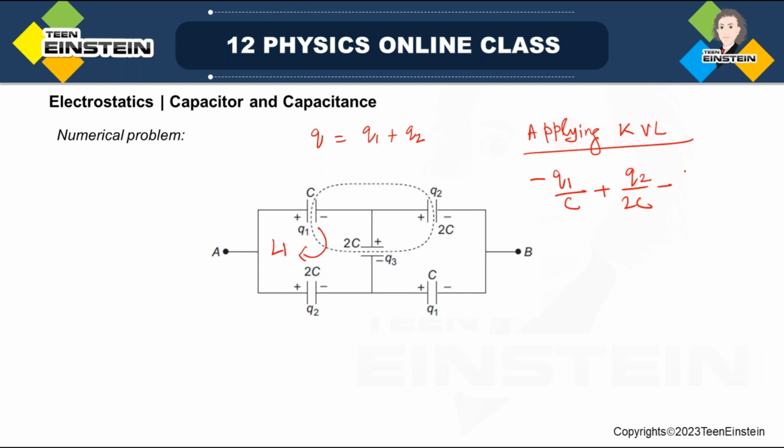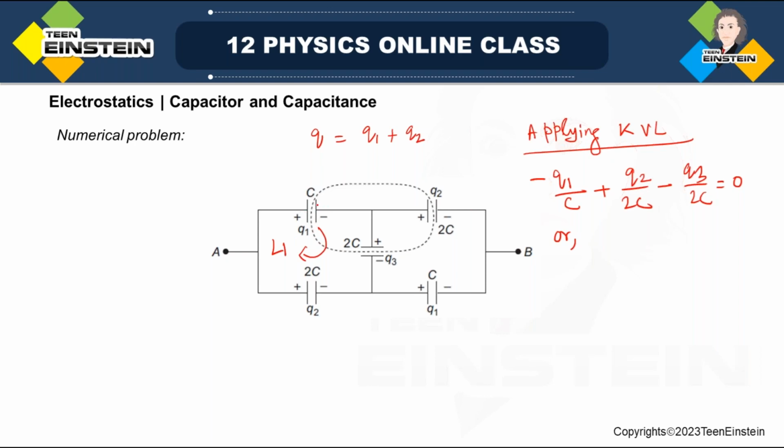So look, this also will be negative: Q3 by 2C. Q3 by 2C. This is equal to 0. Okay, this is equal to 0. Now we can do a little bit of simplification here. I hope you are understanding. This is the loop 1 I have taken.